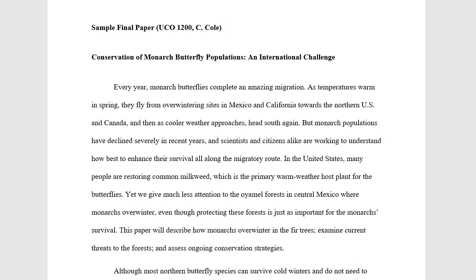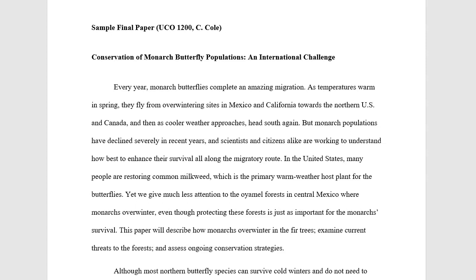So the topic of my model paper is Conservation of Monarch Butterfly Populations, an International Challenge. I'm going to start by simply reading the introductory paragraph. Don't worry, I'm not going to read the whole paper out loud, but I do want to read the introduction.